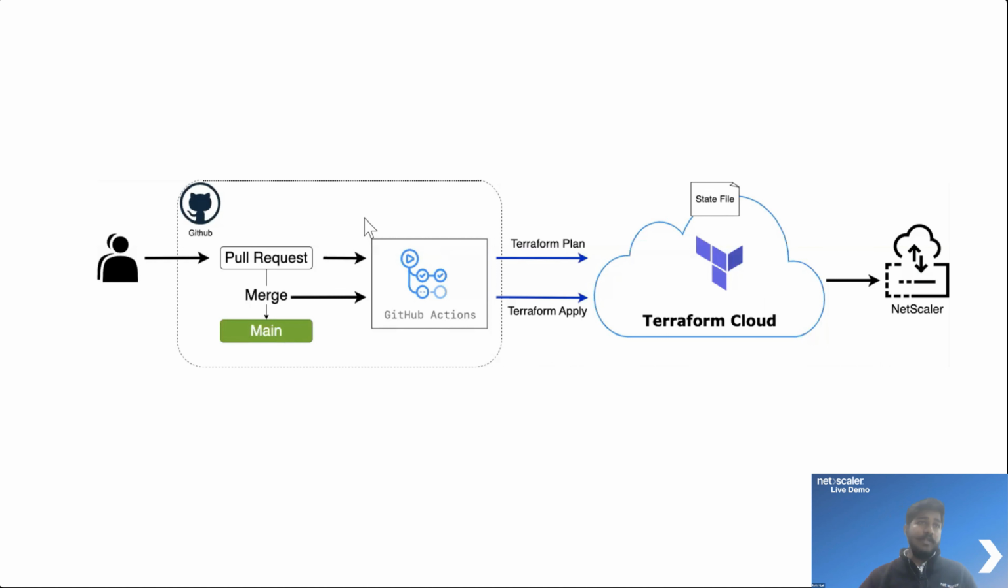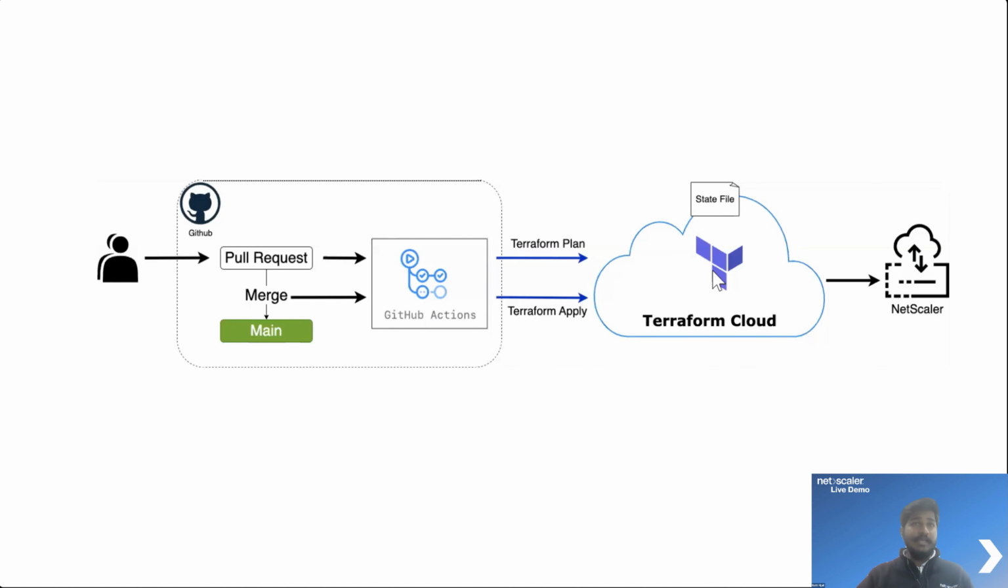Whenever the user or admin approves this PR, then only can it be merged to the main branch. It is one of the policies or configurations that we have set in our repo, wherein it should be reviewed by at least one reviewer. Whenever the user merges it after it has been reviewed, there is another GitHub Action that will be triggered. That will apply the configuration to the NetScaler via Terraform Cloud.